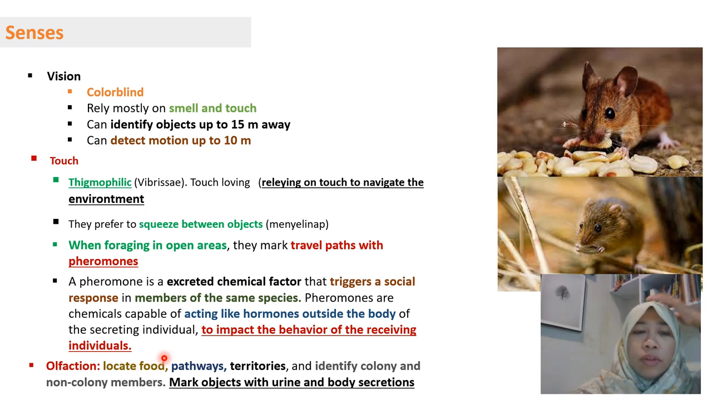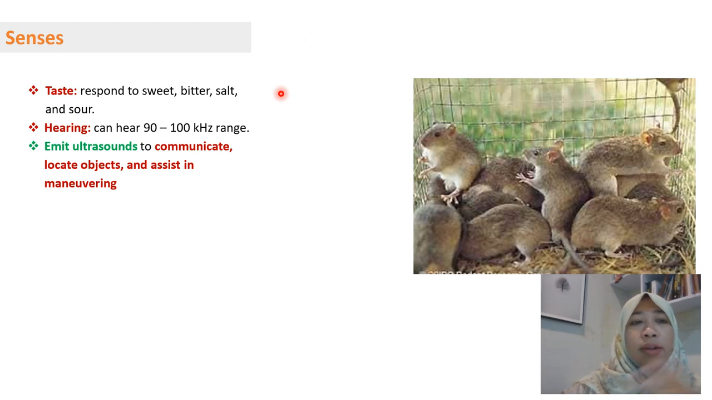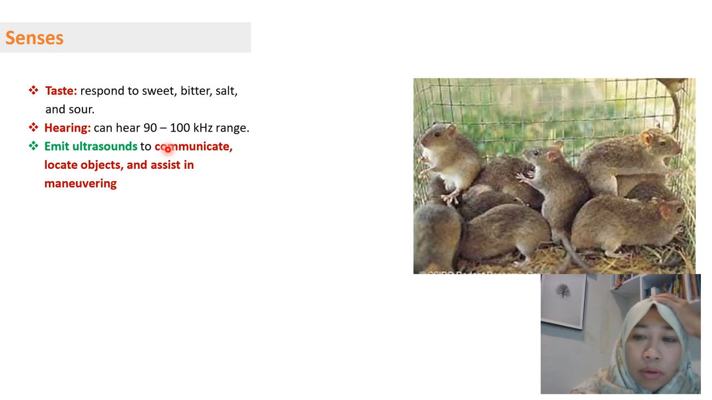And then we move to the next slide. Taste. They can respond to sweet, bitter, salt, and sour. Okay, it's like us. They can respond to any flavor, like sweet, bitter, salt, sour. Hearing, they can hear in the 90 to 100 kilohertz range. And the rat emits ultrasound to communicate, to locate objects and assist in maneuvering. So they can emit ultrasound. The ultrasound can be heard by another rat of the same species. Yeah, it's specific.